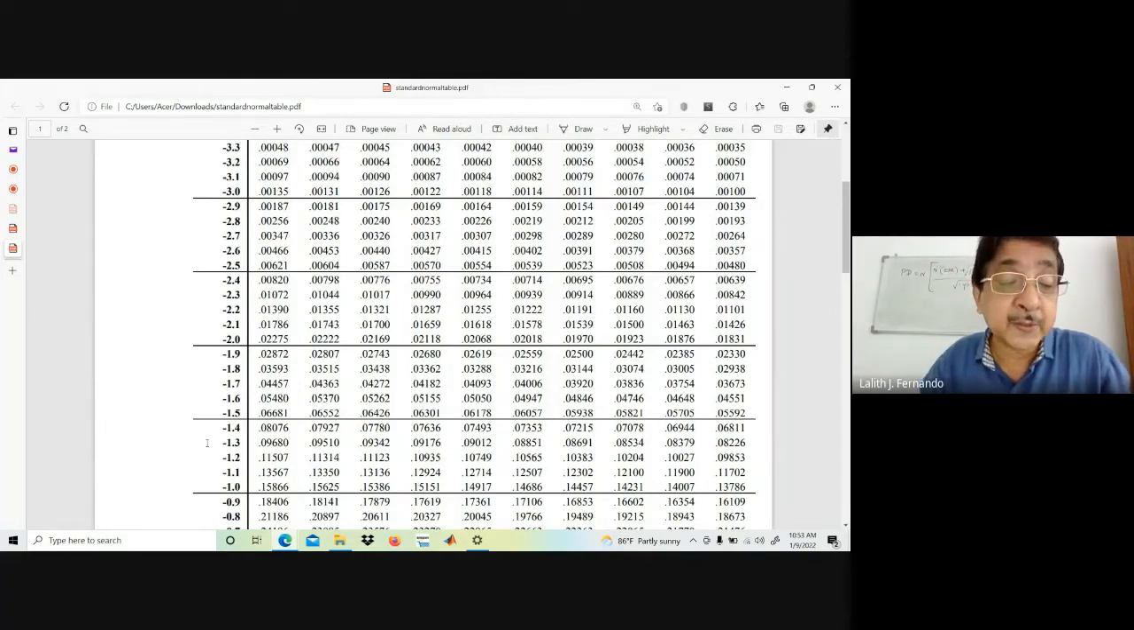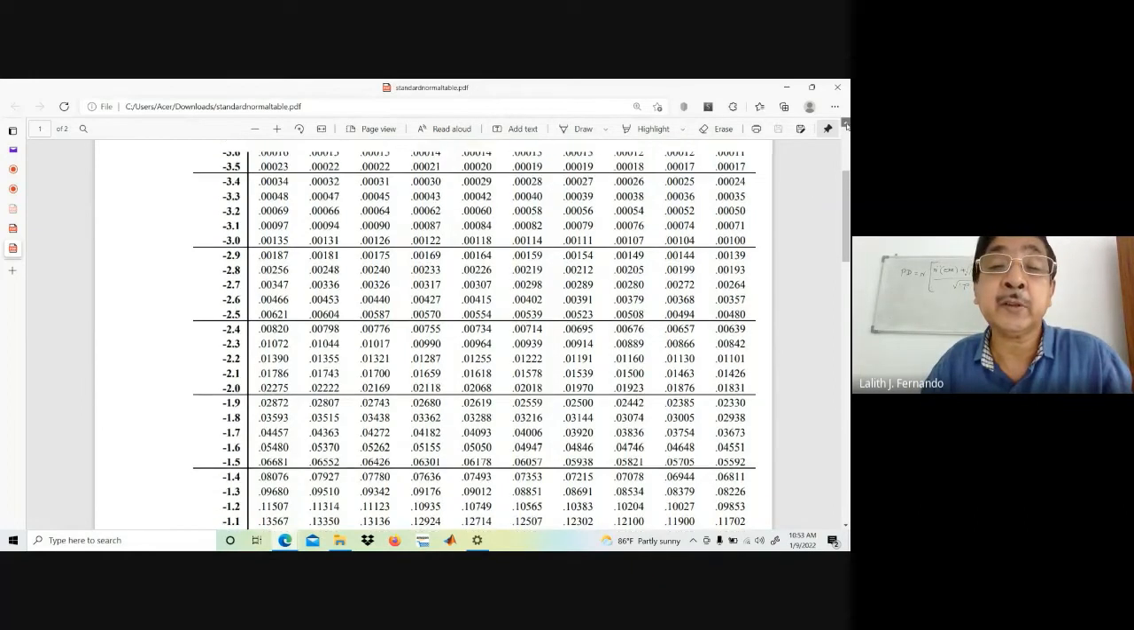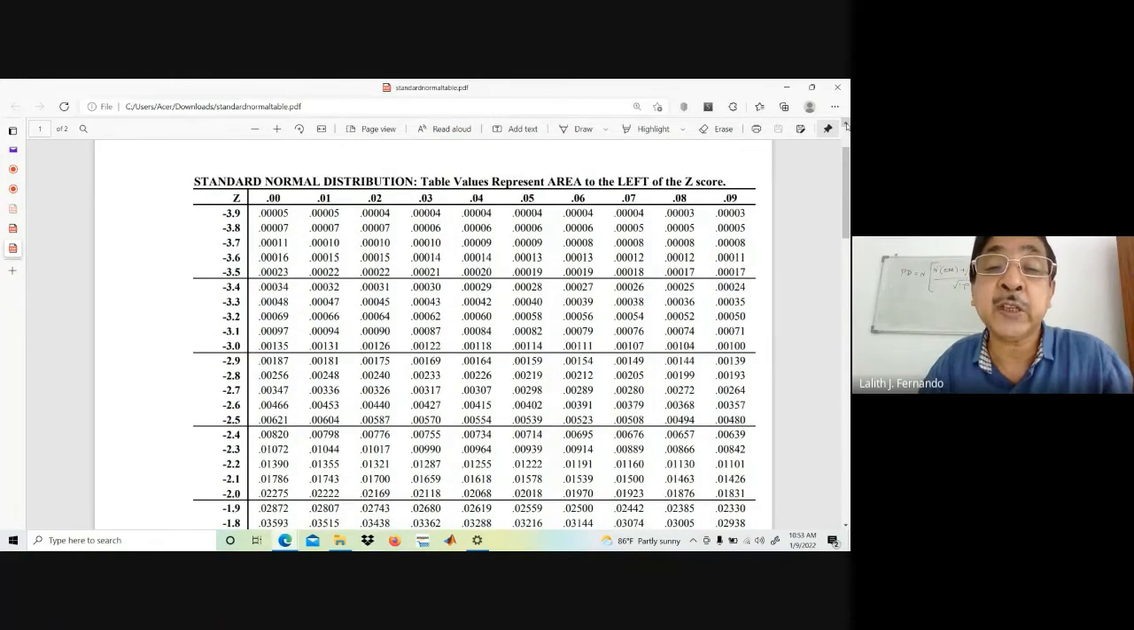Now you can see the corresponding Z value, minus 1.0, but the additional digit we have to take from this column, right? The column you can take is the 0.03 column, but it is not exactly the 0.03 column. It is somewhere here. So that is what we check, and it is taken as 1.0364.